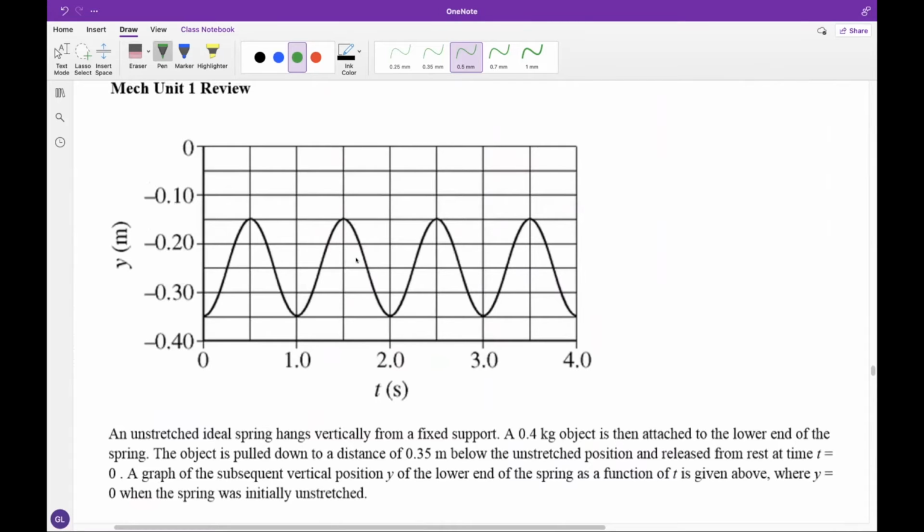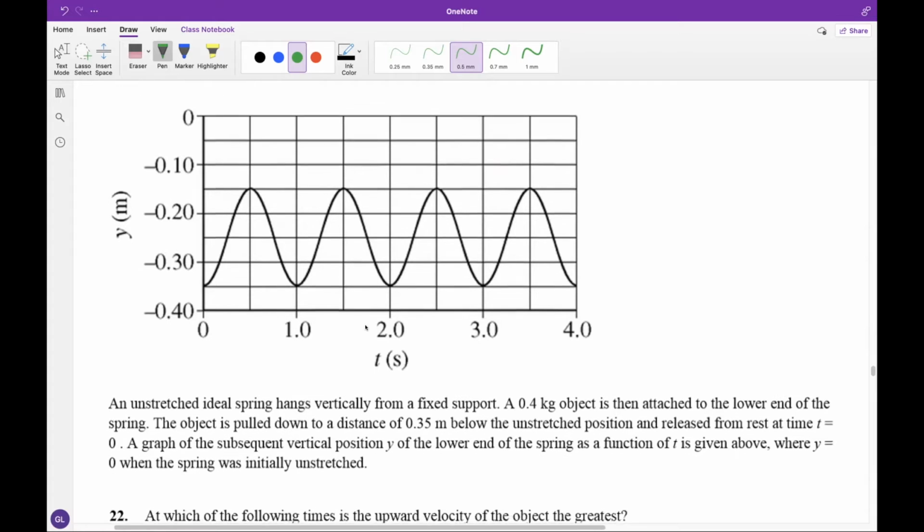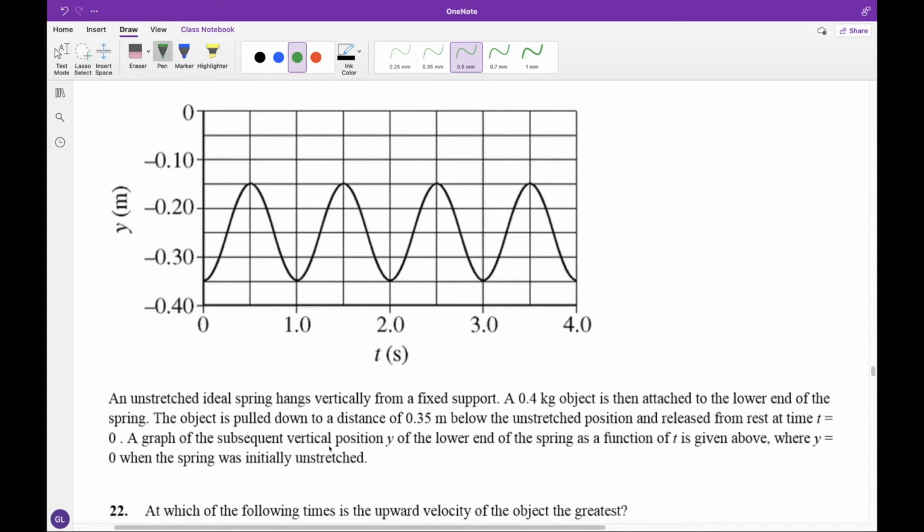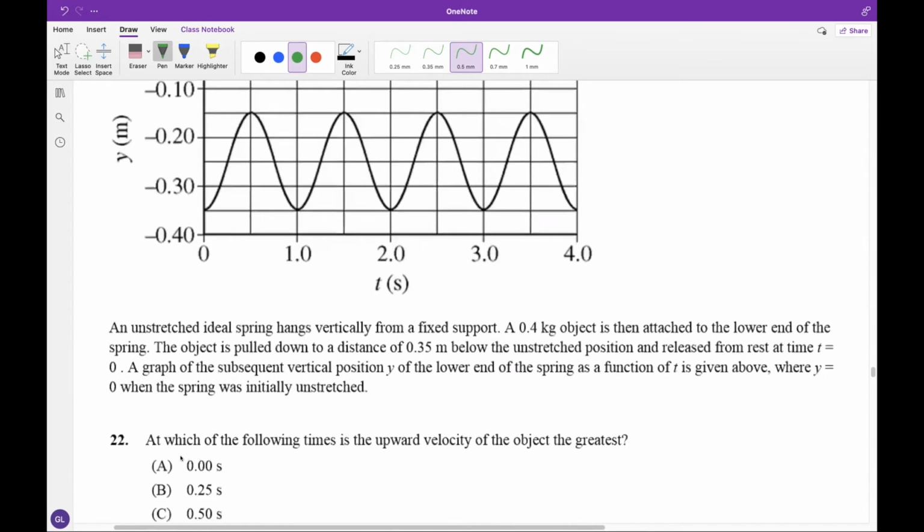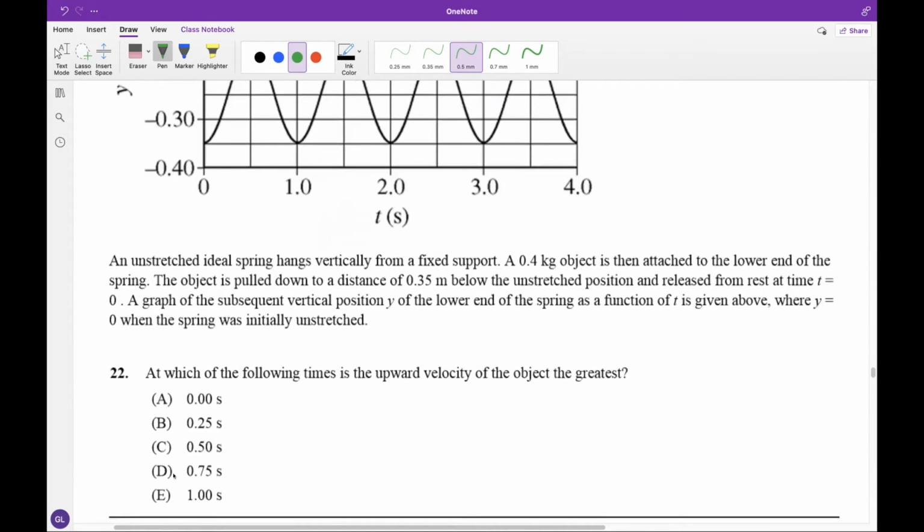An unstretched ideal spring hangs vertically from a fixed support. A 0.4 kilogram object is attached to the lower end of the spring, and the object is pulled down a distance of 0.35 meters below the unstretched position and released at a time of t equals 0. A graph of the subsequent vertical position y of the lower end of the spring as a function of time is given above, where y equals 0 when the spring was initially unstretched. And the question is, at which of the following times is the upward velocity the greatest?